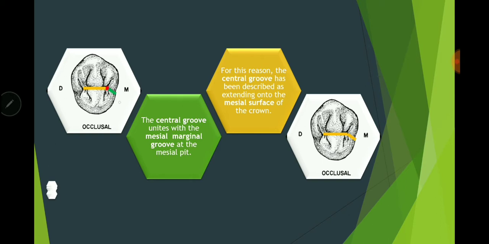So you have the green, which is the mesial marginal groove, and then you have the yellow, which is the central groove, and they are meeting where there's a red dot over there, which is the mesial pit. Very high-yield stuff here. For this reason, the central groove has been described as extending onto the mesial surface of the crown. So now it looks like a continuous yellow line, because it looks like a continuous groove.